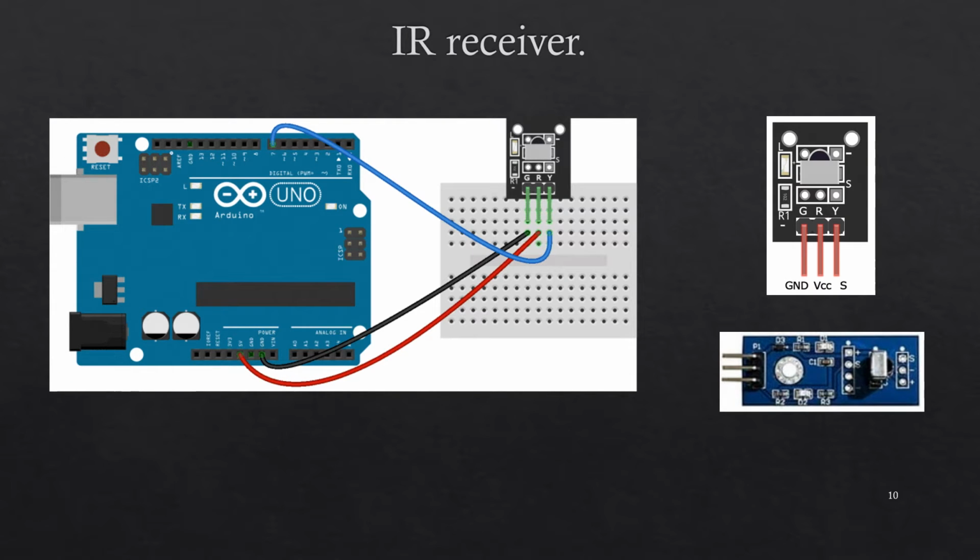The way you connect it is by connecting the GND and the VCC. The VCC goes to the 5 volts, the GND goes to the ground, and the S is the signal.